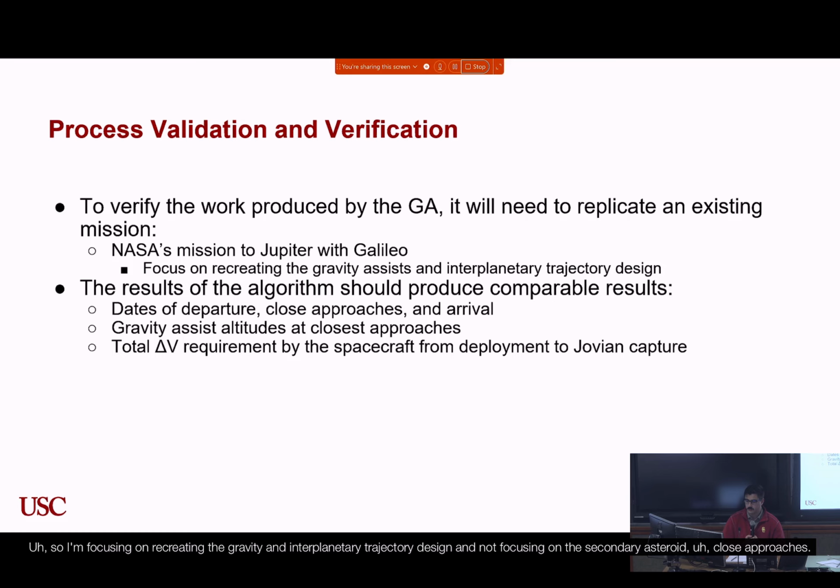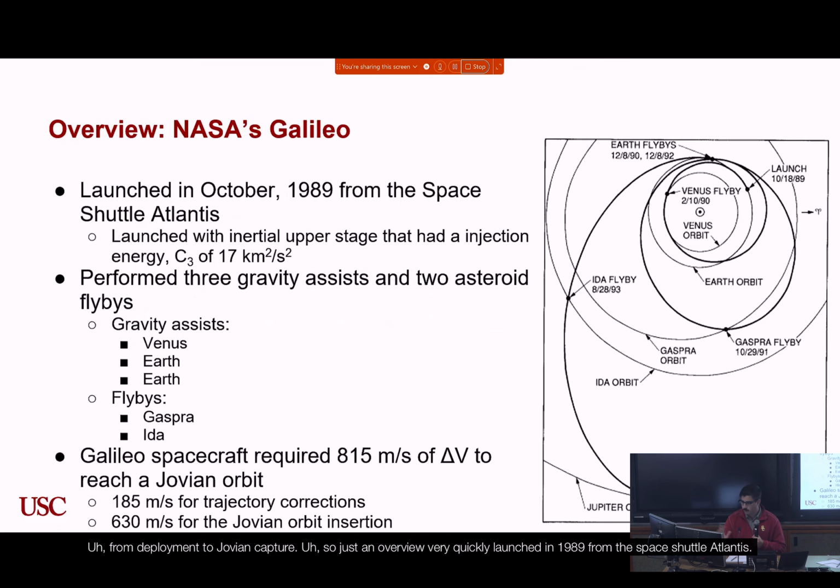I'm focusing on recreating the gravity assist and interplanetary trajectory design, and not focusing on the secondary asteroid close approaches. So the results of my algorithm should produce comparable results in terms of dates of departure, close approaches, and arrival, the gravity assist altitudes and closest approaches, as well as the total delta V requirement by the spacecraft from deployment to Jovian capture. So just an overview very quickly.